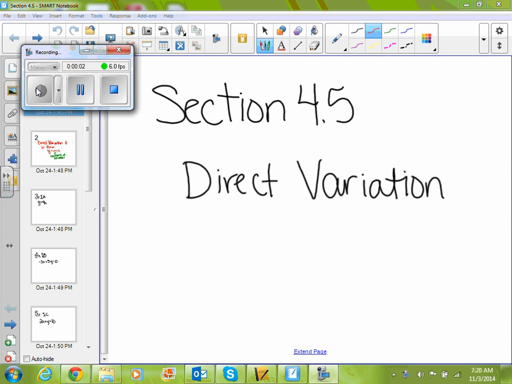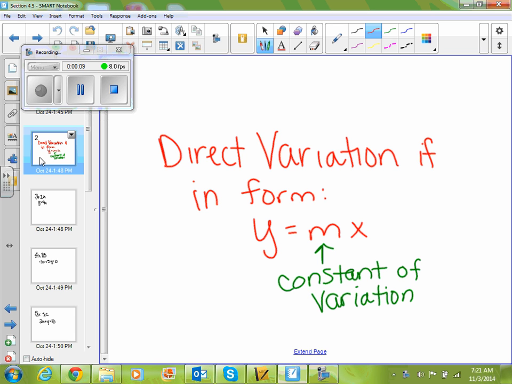Today you guys are going to look at section 4.5, which is on direct variation. And there's two things we need to know about direct variation. An equation is said to be a direct variation if it's in the form y equals m times x. So y equals mx, where your m is called your constant of variation. So as long as it's just a number and an x, then it's a direct variation.